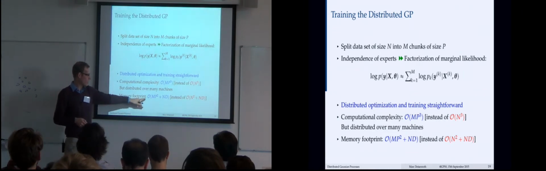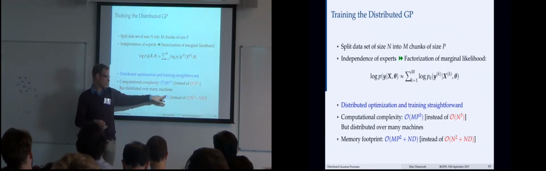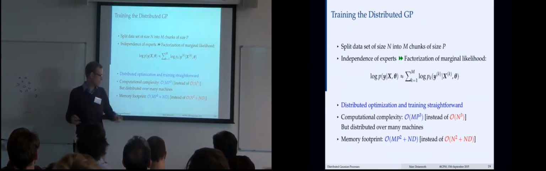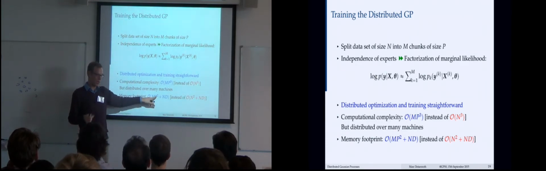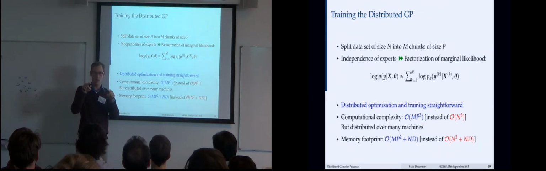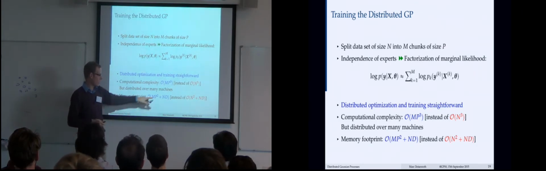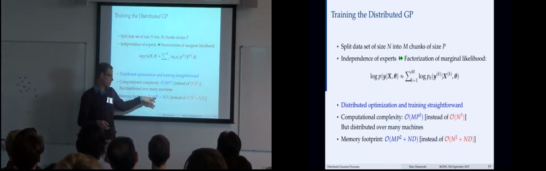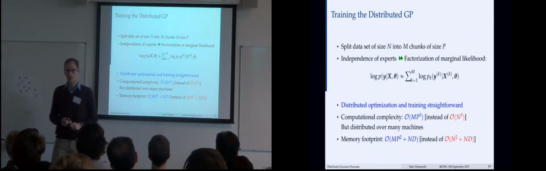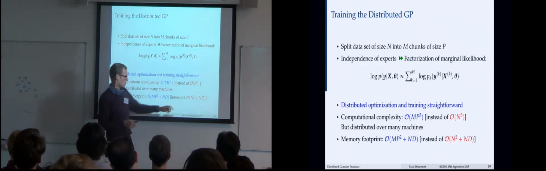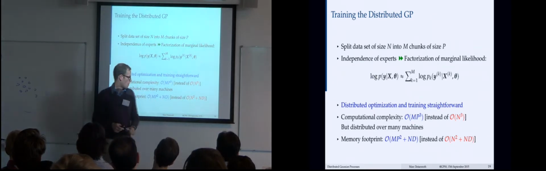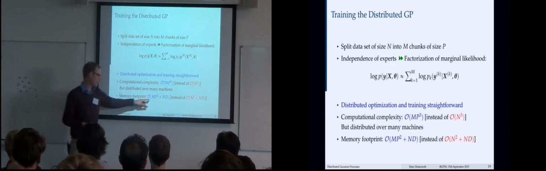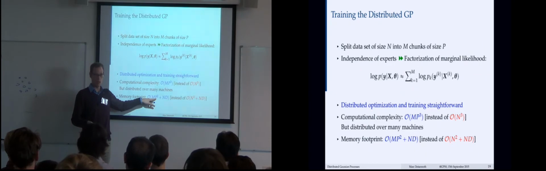And the memory footprint is m p squared plus n d. I still need to store the entire data set somewhere, and I can theoretically store this in chunks. That's fine. But I only need to store the small kernel matrices, or the Cholesky factors of these kernel matrices, and that is where this p squared comes from. Compared to n squared, going down to m times p squared, I think it's actually quite a big advantage. Just as an example, if n is 1,000,000 and p is 100, that means we have 10,000 experts, each of which has 100 data points. That's fine.